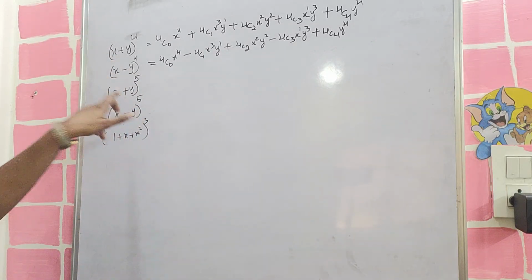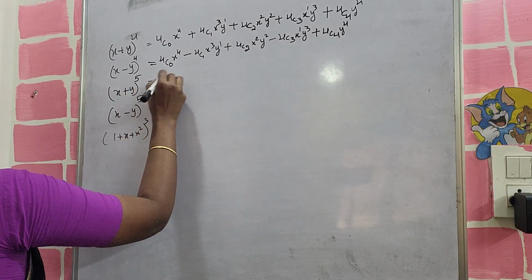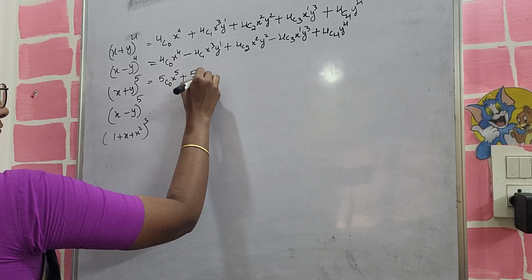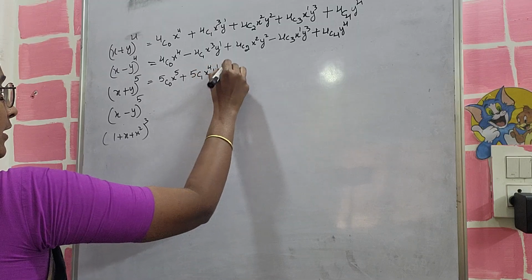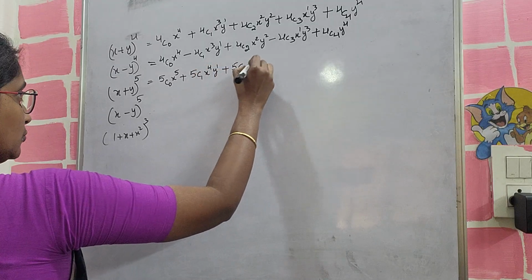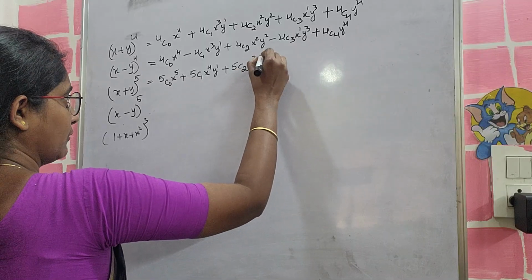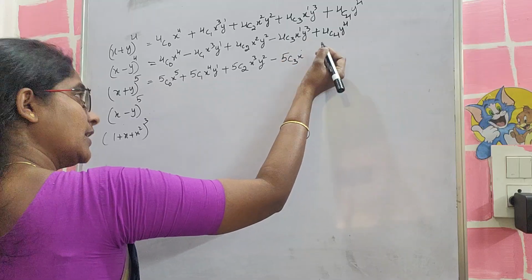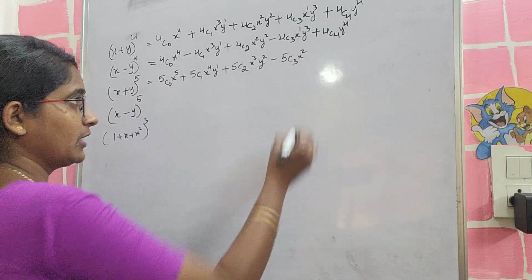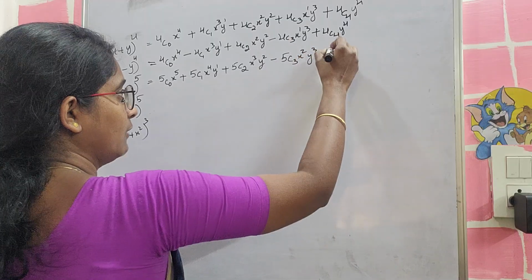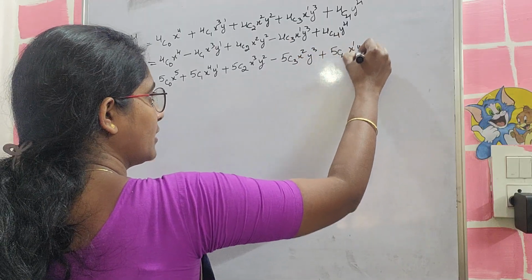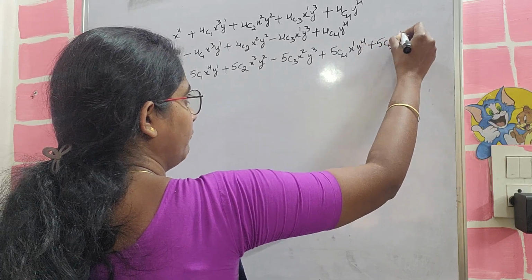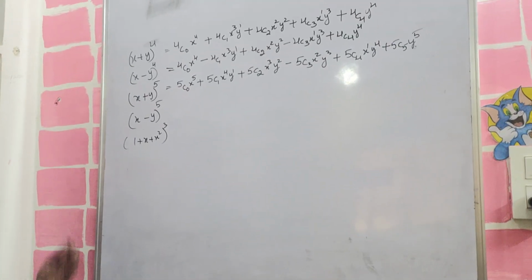Then next we'll go for x plus y whole power of 5. So here is 5c0 x power of 5 plus 5c1 x power of 4 y power of 1 plus 5c2 x power of 3 y power of 2, 5c3 x power of 2 y power of 3 plus 5c4 x power of 1 y power of 4 plus 5c5, x is gone, then y power of 5. You all understood? Next is minus.